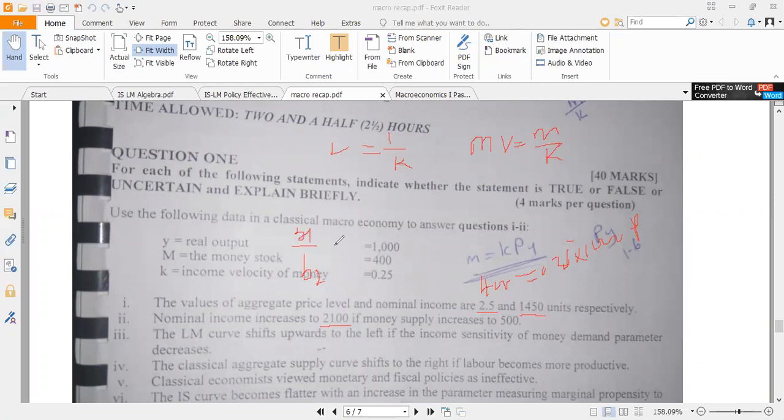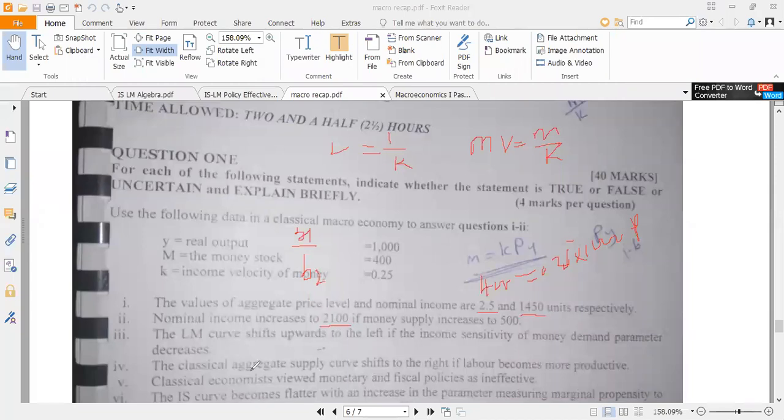It changes the slope of the LM curve. It doesn't cause a shift. So that statement is supposed to be false. Maybe this question is bringing in a shift.